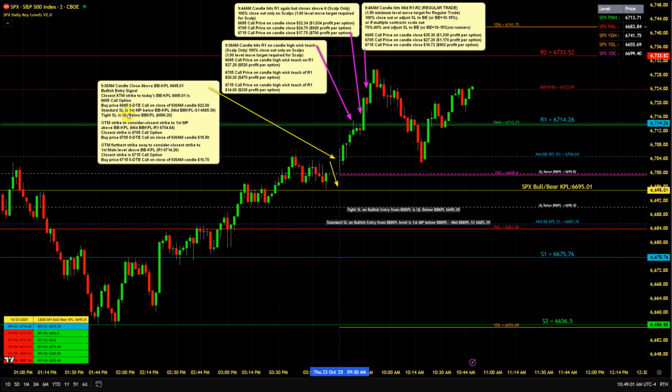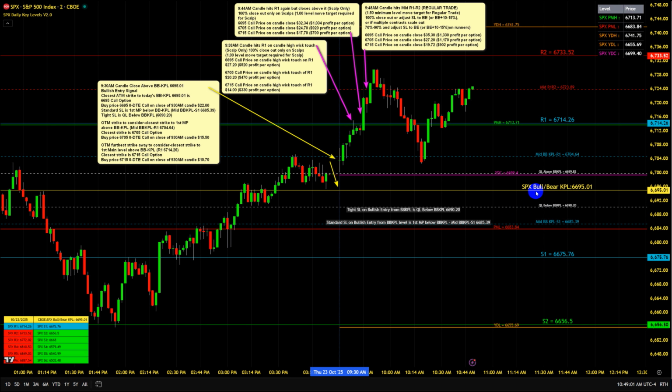How you determine the stop losses on the trade for a bullish trade off of this particular level is that the standard stop loss is going to be the first midpoint below the level that you're trading. In this case, since it is the bull bear KPL, the first midpoint below is this midpoint here, mid BBKPLS1 of 66.8539.